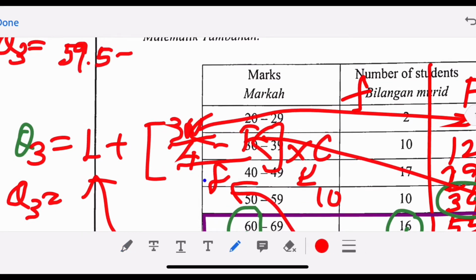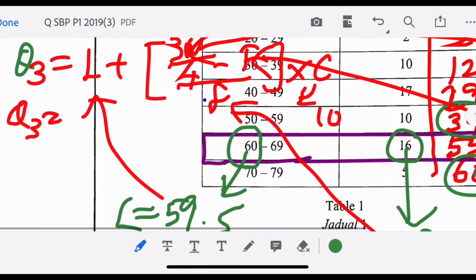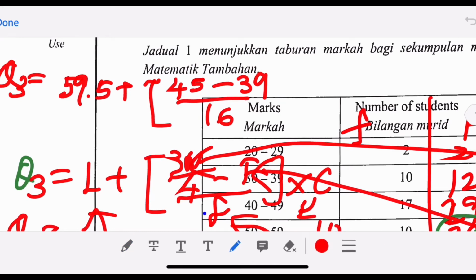Okay, now let's substitute together. 59.5 plus 45 minus, just now our big F is 39, right, over our small f is 16, and then the size of the glass is 10, right? Okay, now you press the calculator for the bracket one first. So we don't do any addition first. We press 45 minus 39 over 16. What do you get? Okay, now we press the calculator. 45 minus 39 over 16.